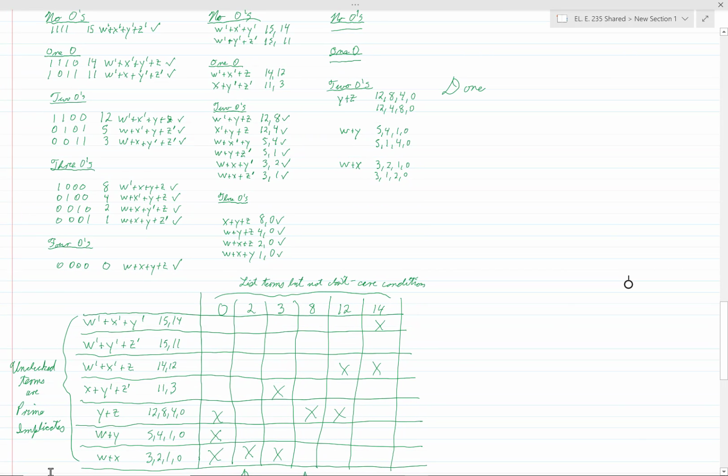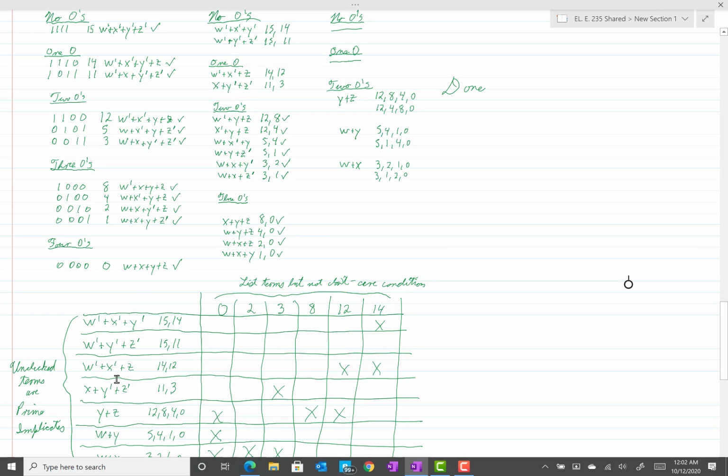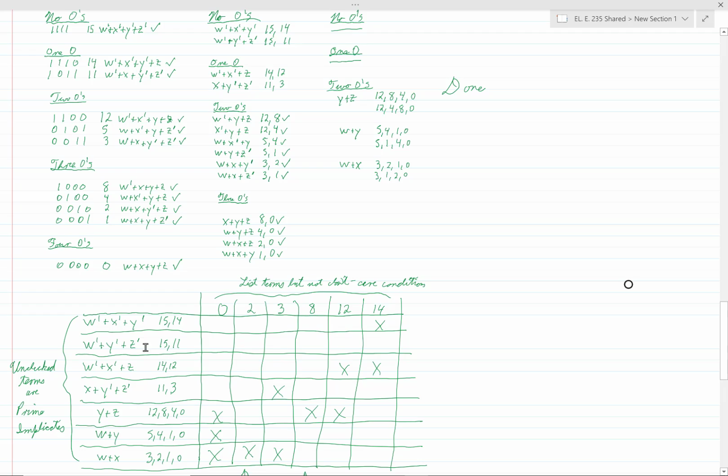Okay, we list vertically all of the unchecked terms, those correspond to the prime implicates. And you can see the first four are the four from up here. 1, 2, 3, 4, and then we also need to include these three terms. So you can see those included here on the vertical axis.